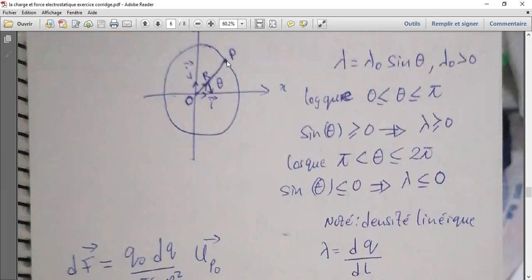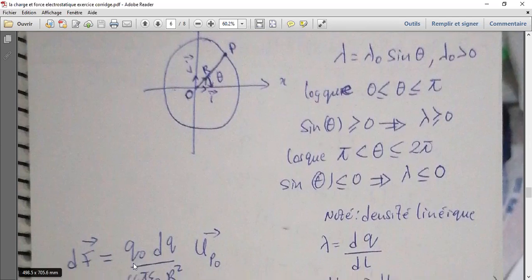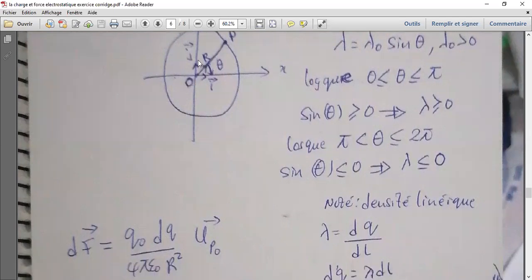The charge which gives the force, the charge found on P, we name what? Q. And the charge which receives the force is the charge found on O, which we name Q0. The charge found on O is a fixed charge. When I say fixed charge, I mean there's no distribution of this charge.